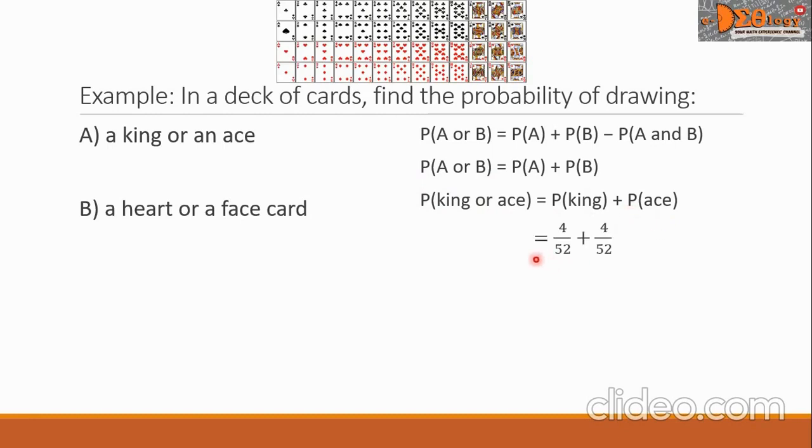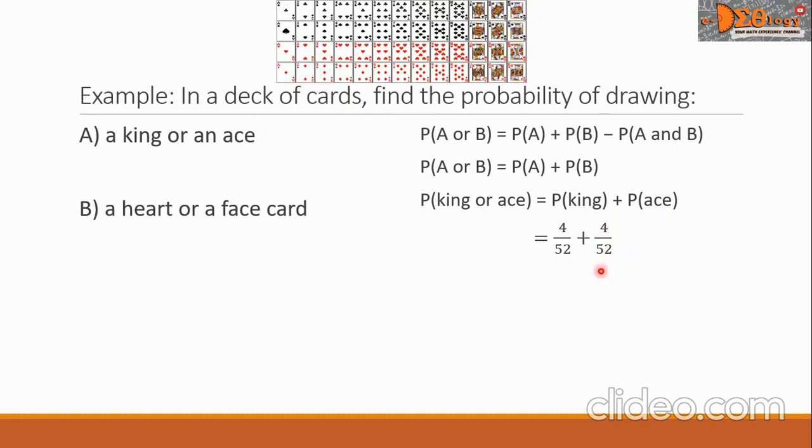So we write 4 over 52 for the P of king. We know there are 4 king cards in a deck of cards, plus the P of ace, we write also 4 over 52. There are 4 aces in a deck of cards.